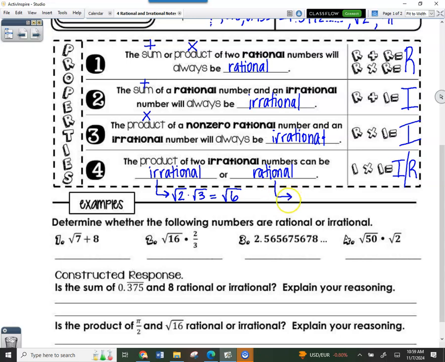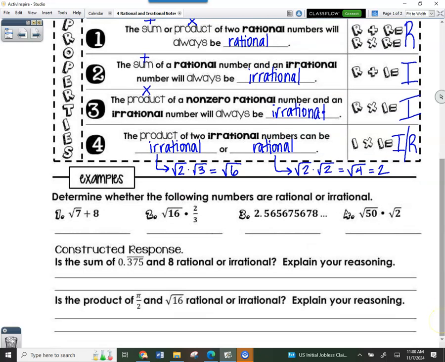Now, let's look at when it's rational. Rational, the product, right? So we got square root 2 times square root 2. You get square root 4, which is actually just 2. So do you see how I started with two irrationals, but when I multiplied them, I came to a perfect square, and now it comes out as a rational number? So that's an example of each. All right, let's dive into the practice.